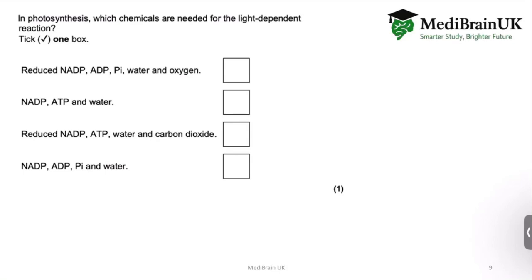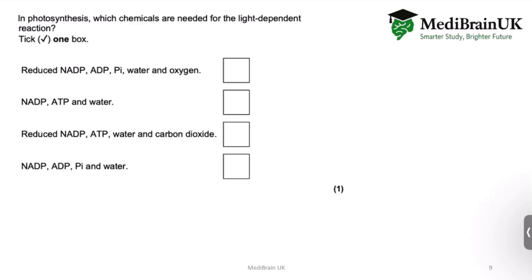Okay, so we're now going to move on to some exam questions. We've only got a couple of exam questions that we're going to be looking at. We've got the first question over here. In photosynthesis, which chemicals are needed for the light-dependent reaction? So for the light-dependent reaction, which chemicals are needed?